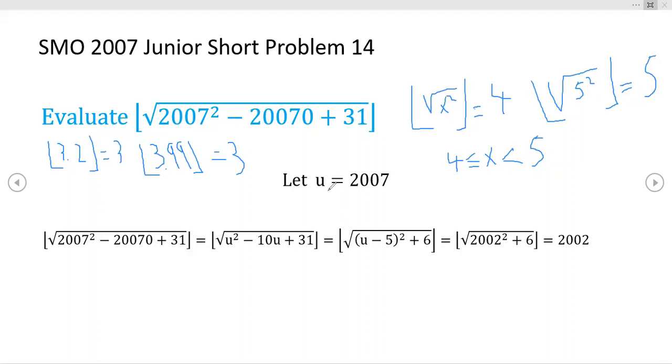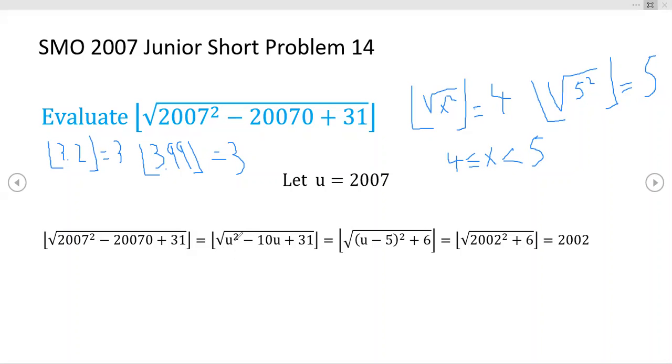Now I like to do these substitutions. I think it makes the algebra a little more manifest, a little more clear. It's not necessary, but I like it. So I chose u equals 2007, and this floor actually transforms to the floor of the square root of u squared minus 10u plus 31. Based on the property above, about the floor of the square root of something squared in this closed-open interval, we're going to complete the square down here and see where that applies.